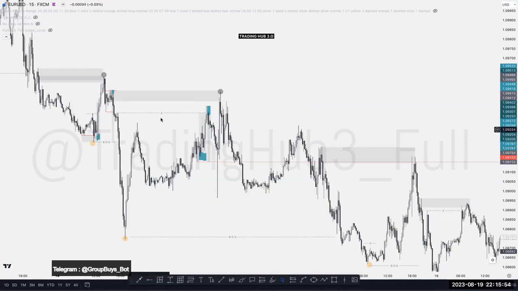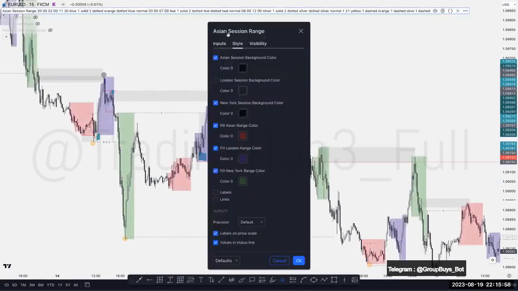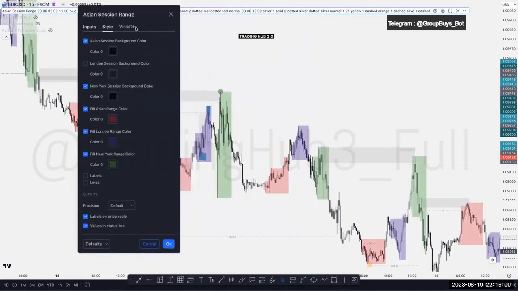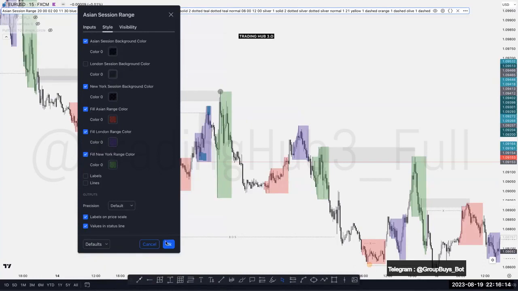What about the session timing? For session timing, you can use any session indicator. I use this one, ASIA session range. By default it is different, but I use this one and set the color as per my choice. You can use any color as per your choice. And these are the settings. Input our default settings here. That's it.